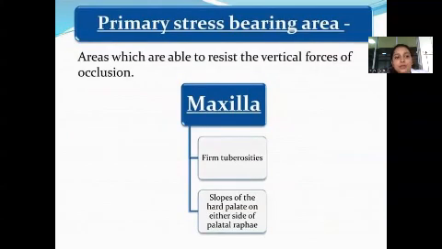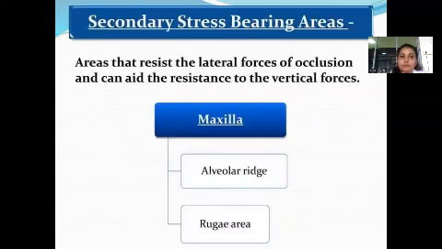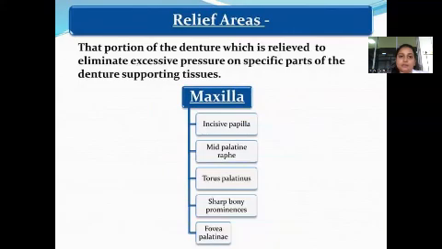The primary stress-bearing areas are those which are able to resist the vertical forces of occlusion. So in maxilla, mainly it is the bone tuberosities and the slopes of the hard palate on either side of the palatal raphe. Secondary stress-bearing areas are those that resist the lateral forces of occlusion and that can aid in the resistance to the vertical forces. So in maxilla, it will be the alveolar ridge and rugae areas.